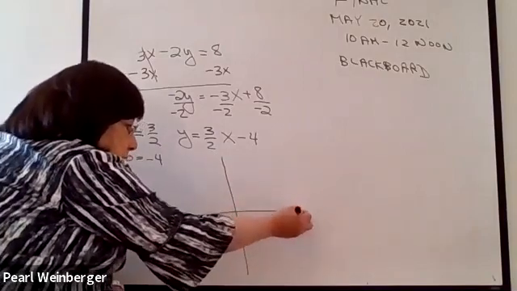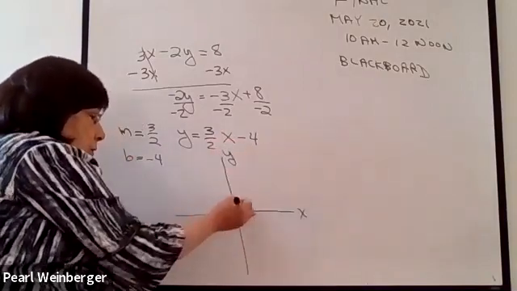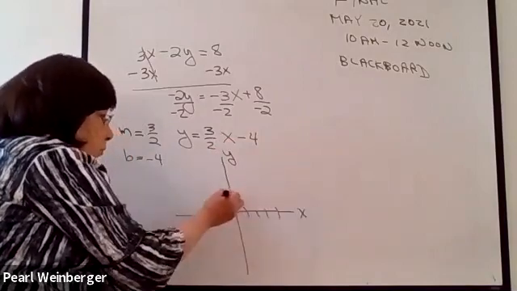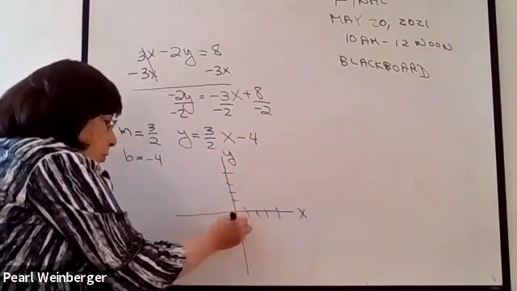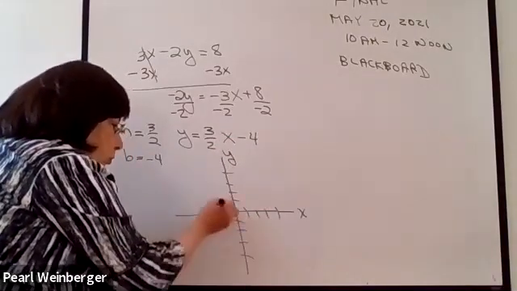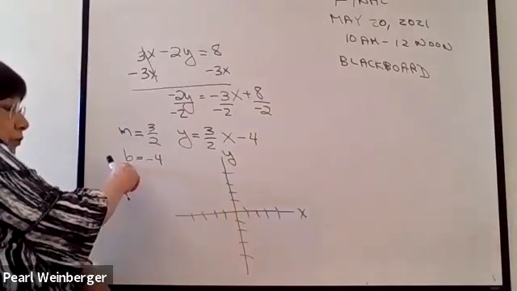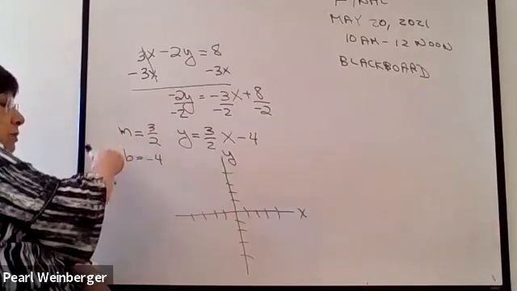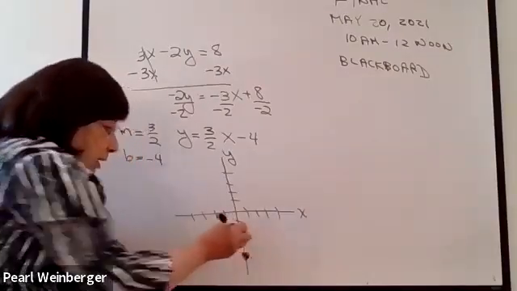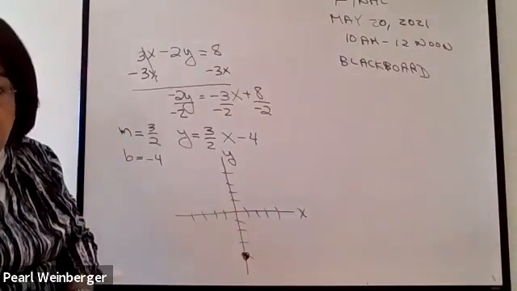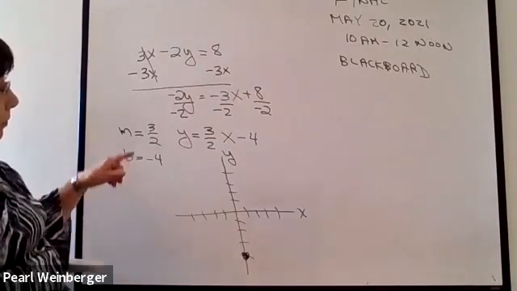Here's my x, here's my y. 1, 2, 3, 4. When you're going to graph it, the first thing you're going to look for is the y-intercept, which is right here. It's negative 4. That's where the line is crossing the y-axis.